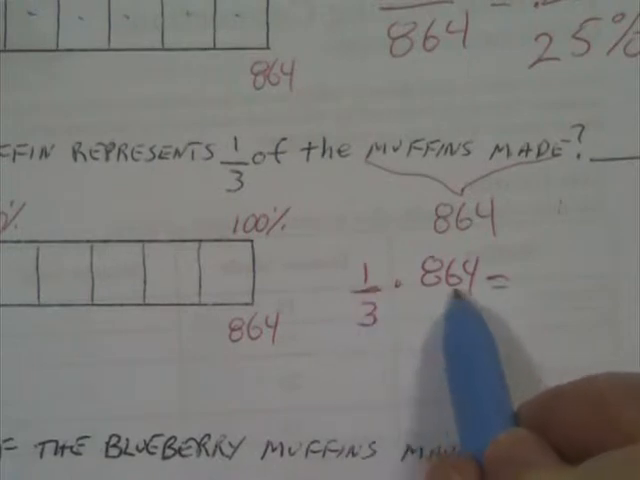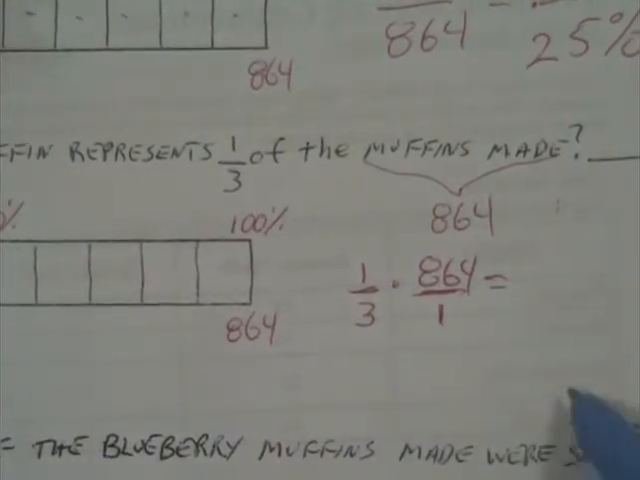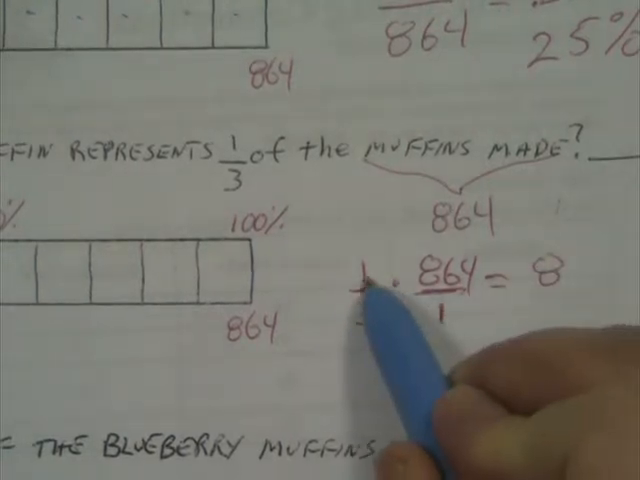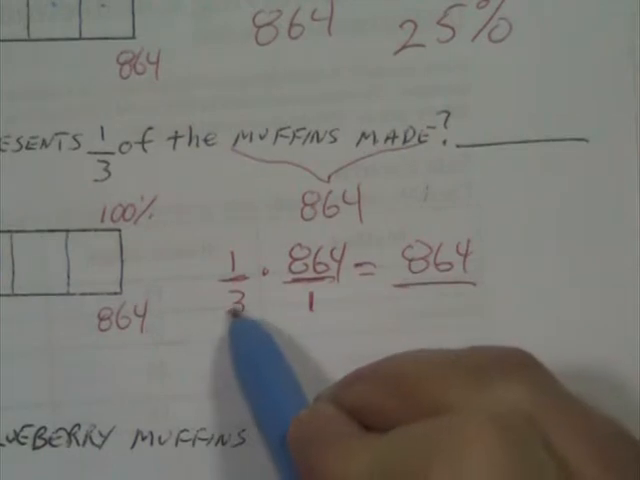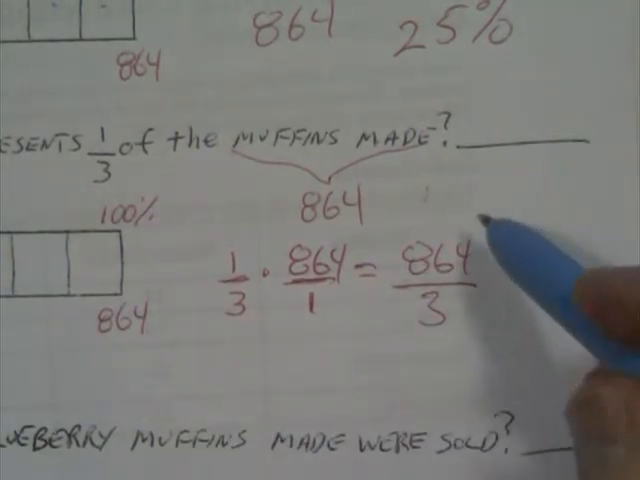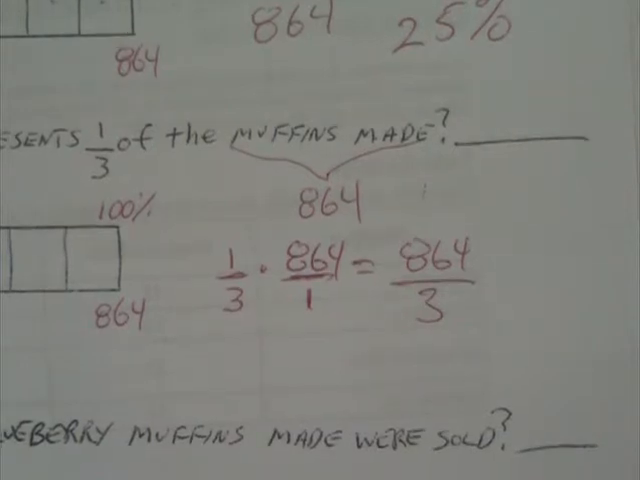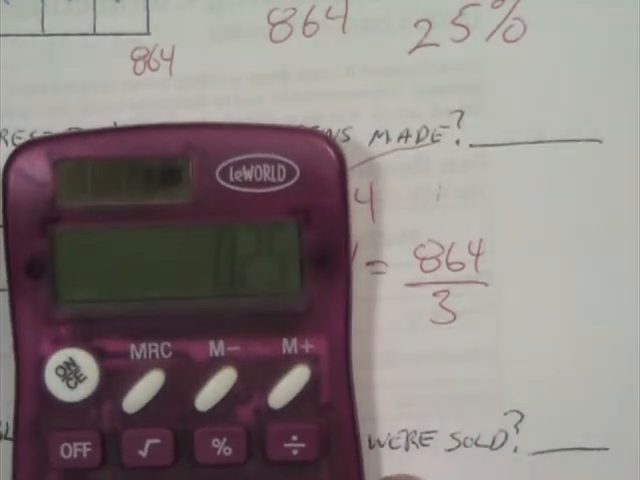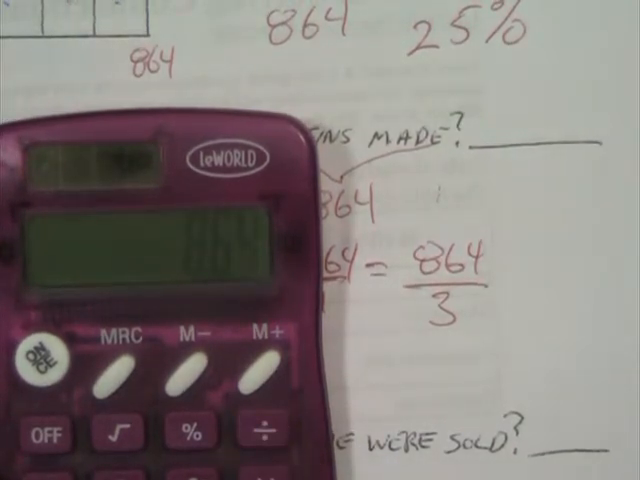Notice the 864 is on the top. So really, if I do 1 times 864 over 3 times 1, all you're doing is just dividing by 3. 864 divided by 3. So I'll use my $1 calculator.